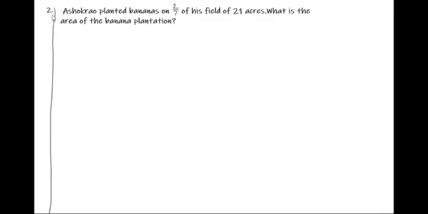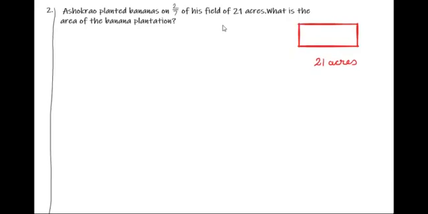Let us now begin with question number 2. Ashokrav planted bananas on 2 upon 7 of his field of 21 acres. What is the area of the banana plantation? Here, what are we understanding? We understand that Ashokrav has a field, and the area of his field is how much? 21 acres. Okay, so the total area of his field is 21 acres.